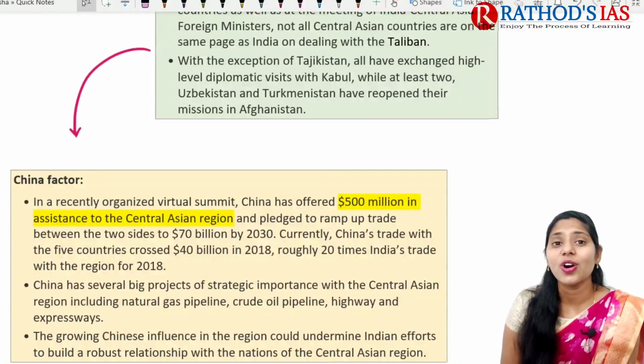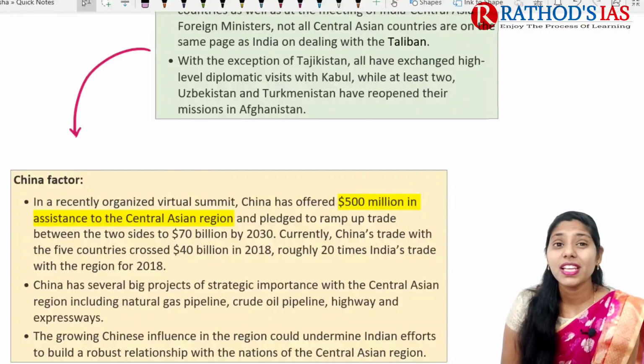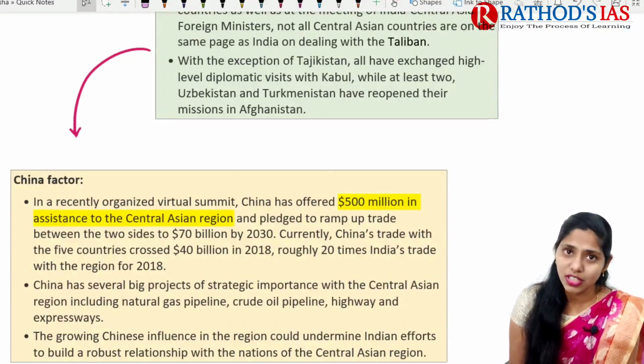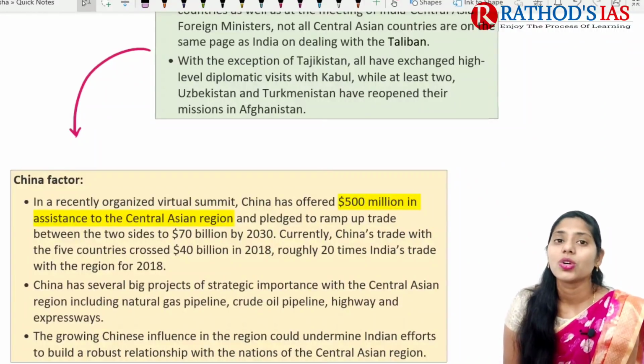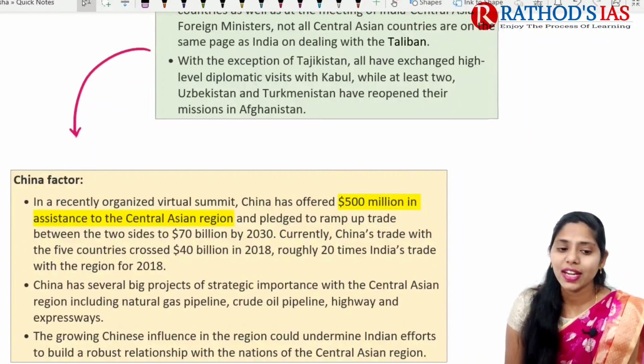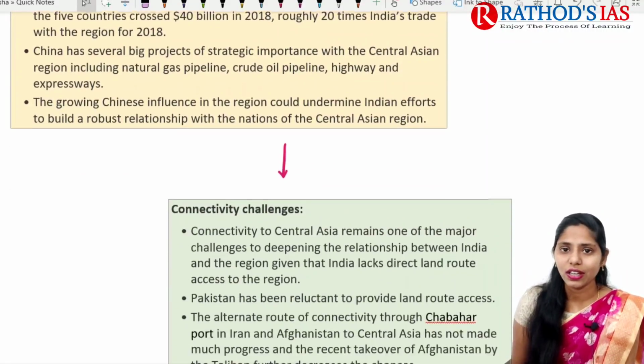And recently China also came up with an offer like a line of credit of about $500 million, and it is mainly giving some assistance for the Central Asian region. It is also increasing trade and investment in infrastructure projects. It is also investing in natural gas pipelines, crude oil pipelines, highways and expressways here. So it is also one important cause of concern for India.